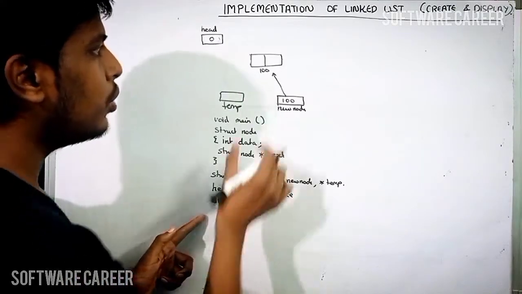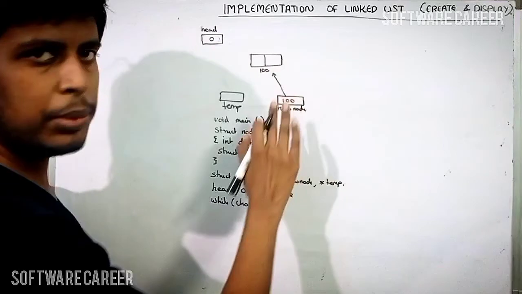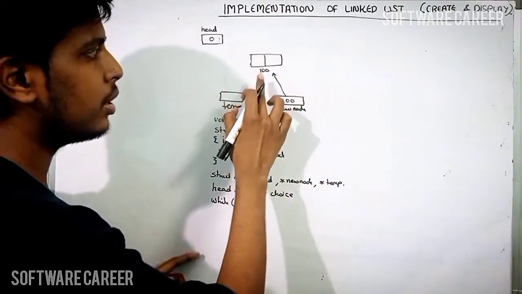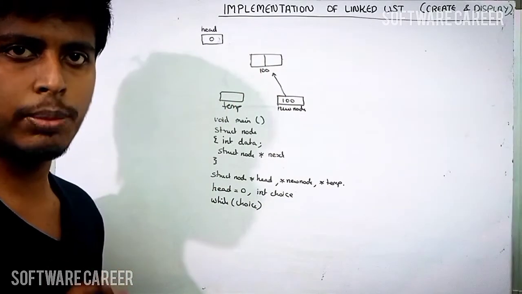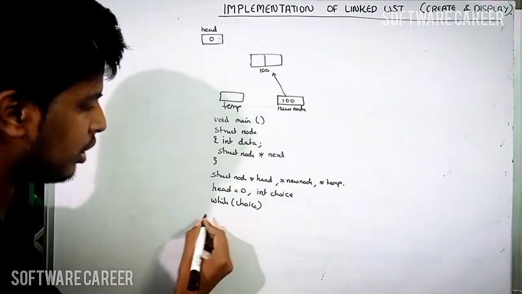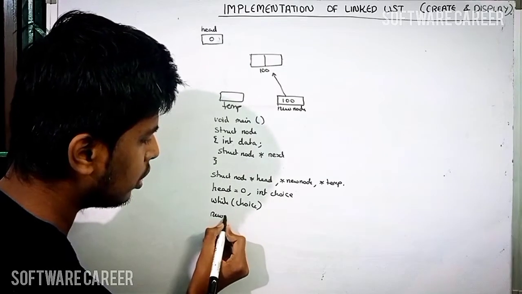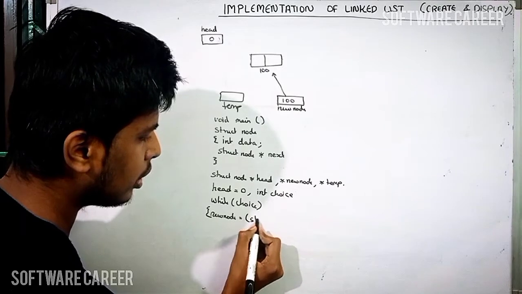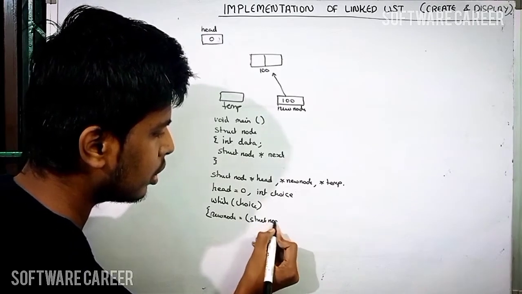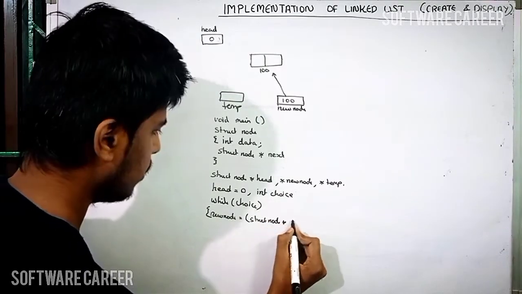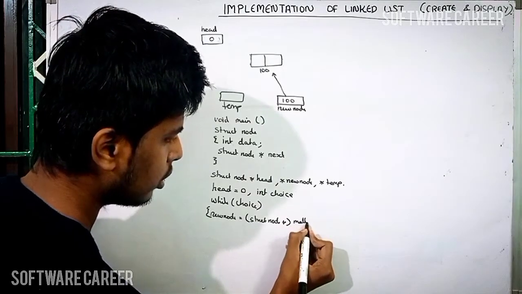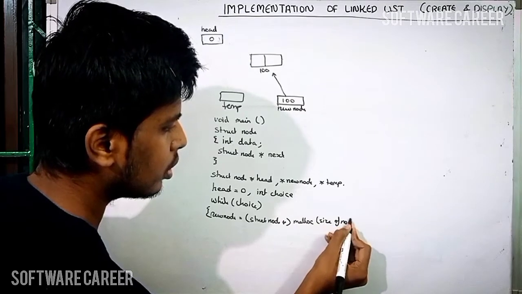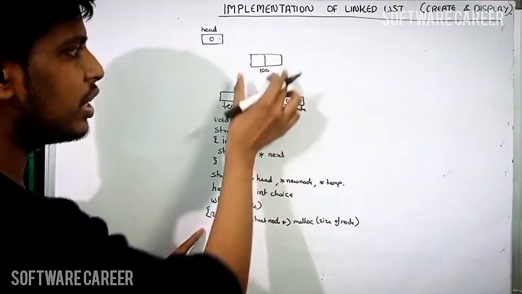See now. Now first step is the linked list is empty. Now I have created this new node. So how to create it? Dynamically you can create by using malloc function. So I am writing the steps. See here. New node equals to struct node star malloc size of node.